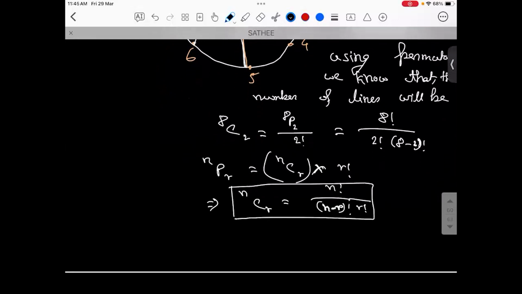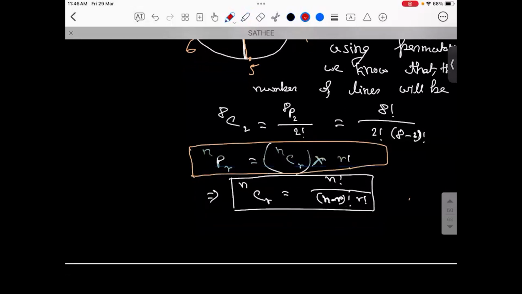Okay. So this is also considered as a theorem. You should recall this factor here. So nPr equals nothing but nCr into r factorial.